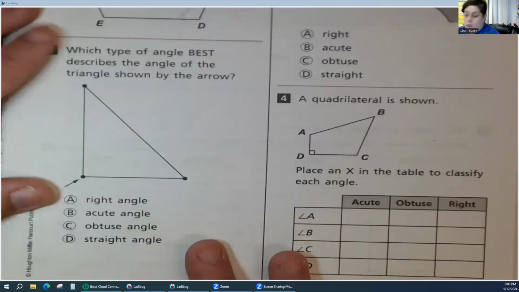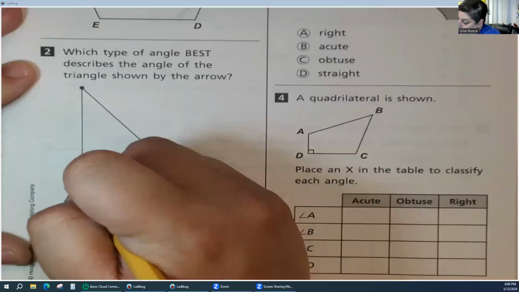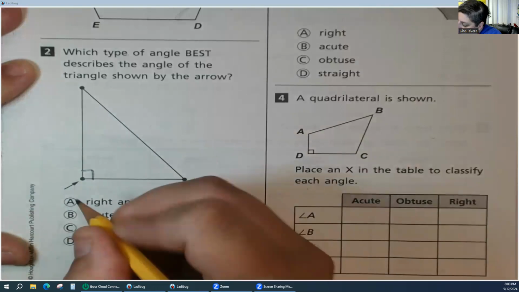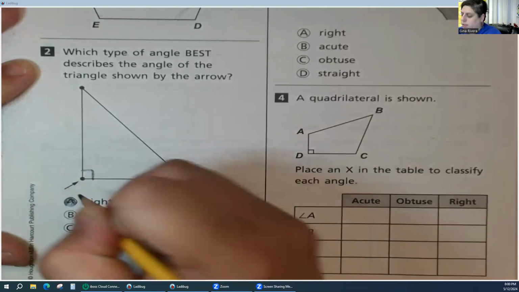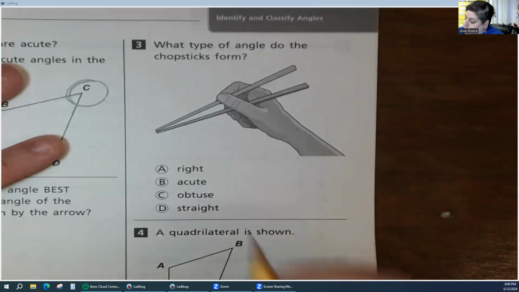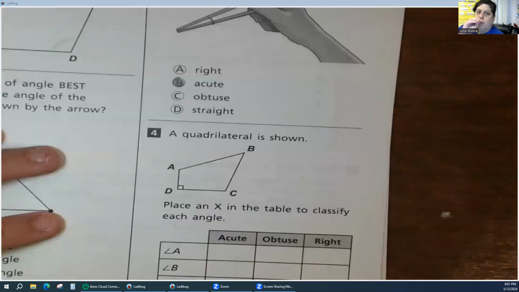Number 2. Which type of angle best describes the angle shown in the triangle? So that to me looks like it's a pretty straight L. So that is a right angle. It's pretty nicely formed. Maybe I shouldn't have said straight because that's 180 degrees. So don't do that. Number 3. What type of angle did the chopsticks form? That looks little. That's an acute angle. It's a little baby angle.